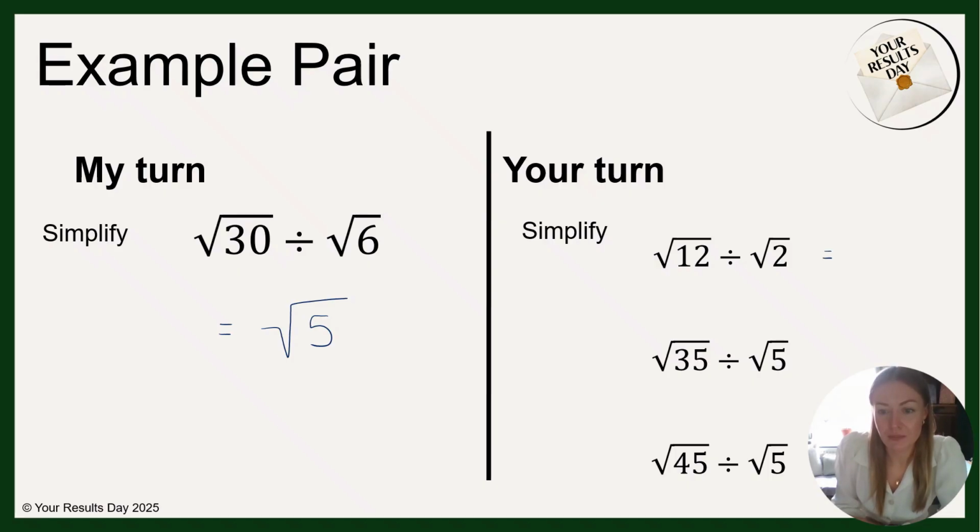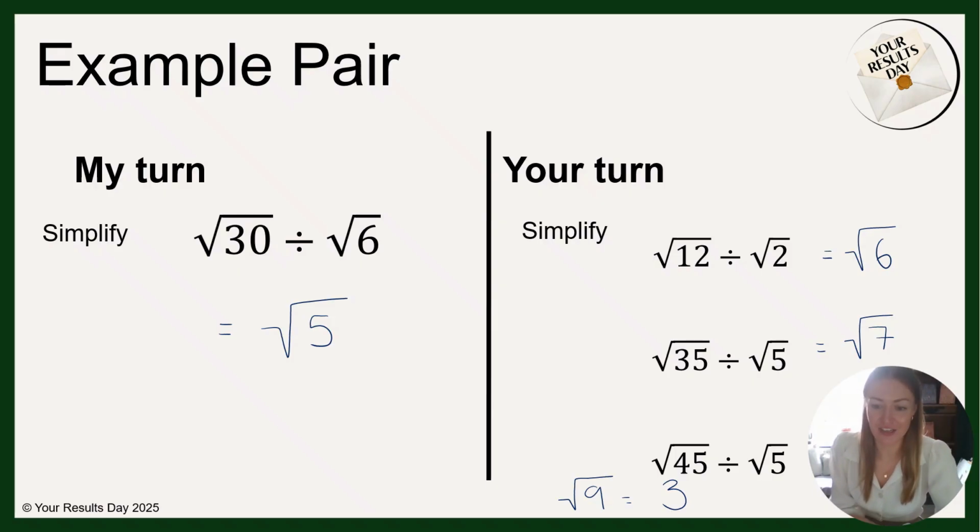Root 12 divided by root 2 is root 6. Root 35 divided by root 5 is root 7. Neither of those can be simplified. Root 45 divided by root 5 is root 9. And you may have left that like that, but well done if you spotted that that is in fact a square number, so it's not a surd. The square root of 9 is just 3, the integer 3. And so if you simplified to 3 and spotted that, well done.